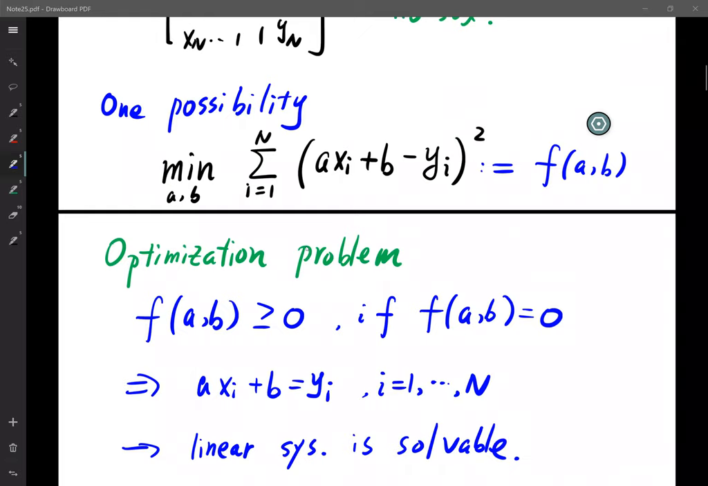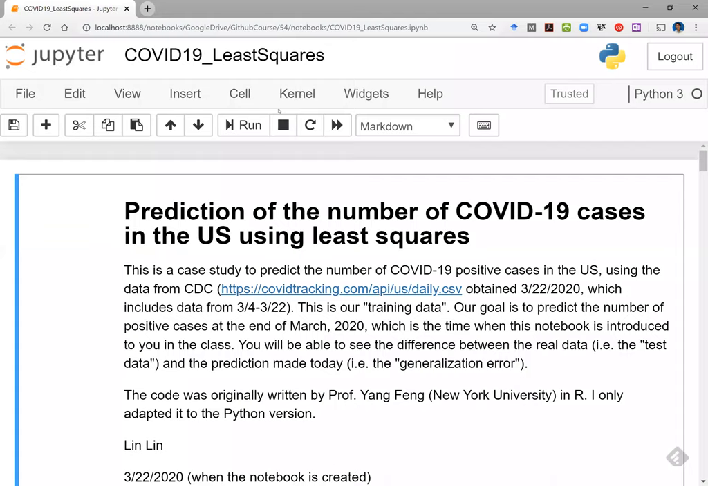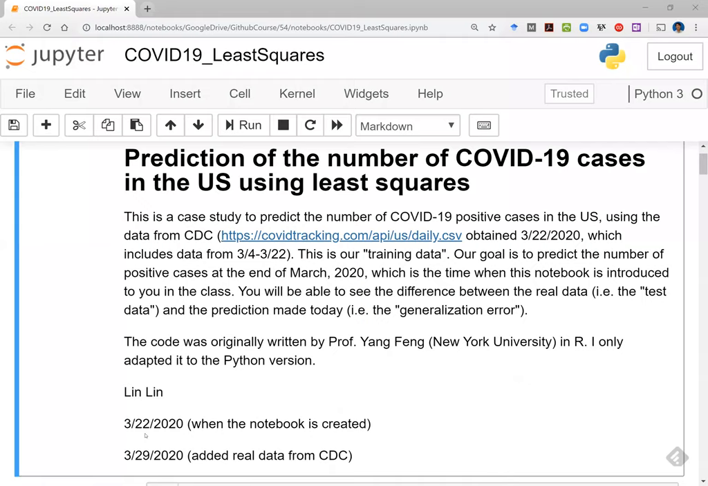Okay, so normally when I teach least squares, I would just give you some example. But now we're all in this COVID-19 business. Let me try to share with you a Python notebook that I wrote last weekend. Last Sunday, which is March the 22nd, I downloaded the data from CDC, which gives the results every day, updated daily. You can still download that. That would include the data for today, maybe later today.